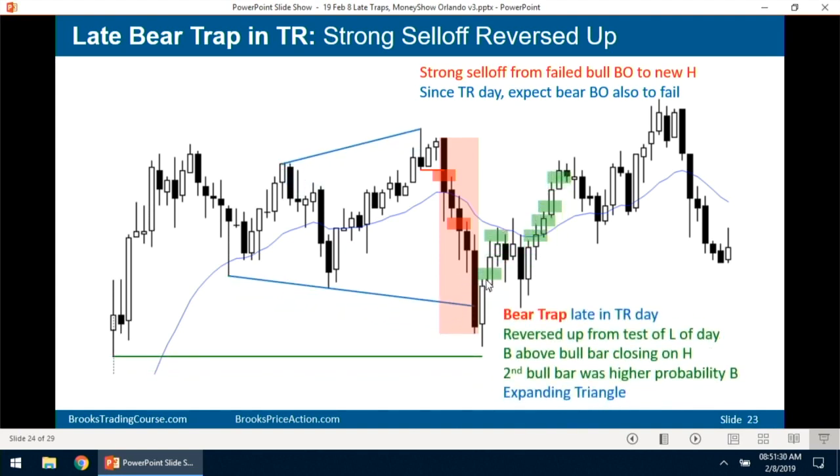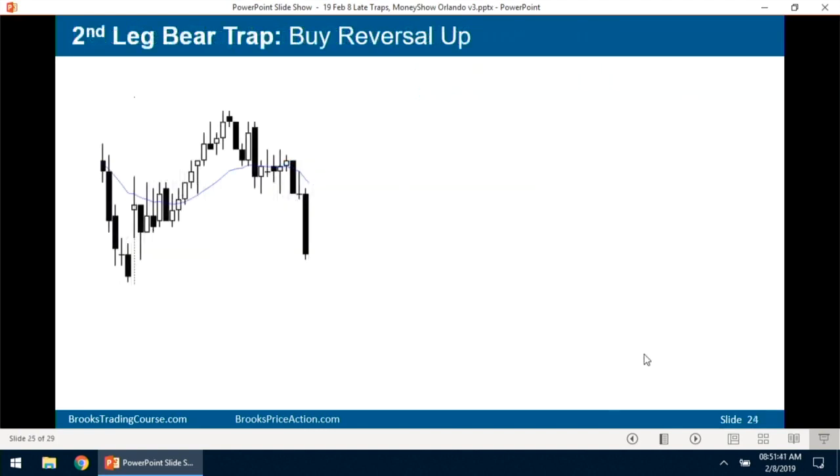So bears get out above the first bull bar. Bears either buy above the first or above any other bull bar, expecting a test back up. We have a sell-off. We have a rally. We're selling off again.